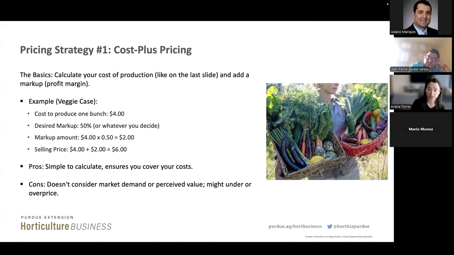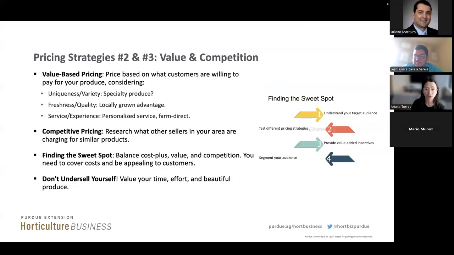The problem with this strategy, which is very commonly used, is that you're not taking into account competitors and what the market is willing to pay. So if you're selling at a farmer's market in a high income neighborhood, consumers may appreciate your organic practices, your heirloom tomatoes, your sustainability, how much you care about the environment. Therefore, you may be willing or able to charge a little bit more because the quality of your product is higher than any other competitor. So strategies 2 and 3 are the value strategy and the competition strategy.